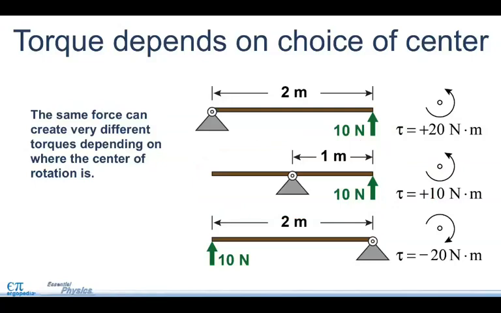For the last one, the 10 newtons is on the other end of the beam, 2 meters away from the center of rotation. So the torque that it creates is 20 Newton meters, just like the first one. However, it is trying to make the beam rotate in the clockwise direction, which is the negative direction. So the torque that it produces is negative 20 Newton meters.